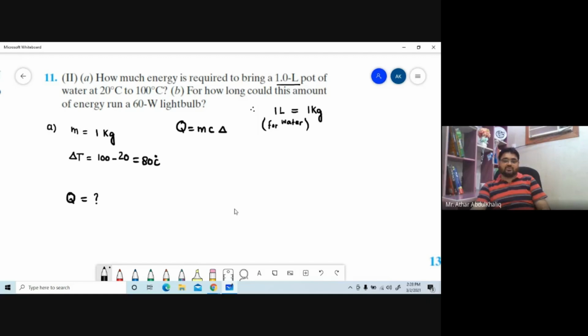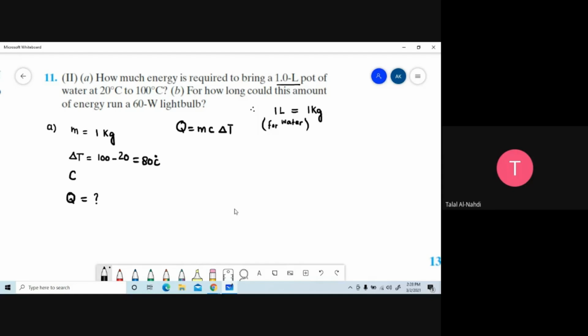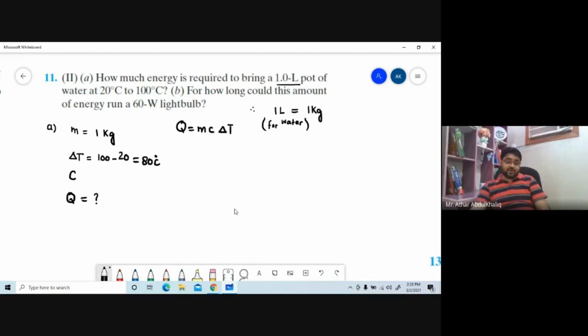So Q you need to find. You have m, you have delta T. What about C? This is water. For water, specific heat is 4186 joule per kilogram per Celsius. So try to memorize this one. For water, specific heat is this amount. So substitute the values and solve the question, please.